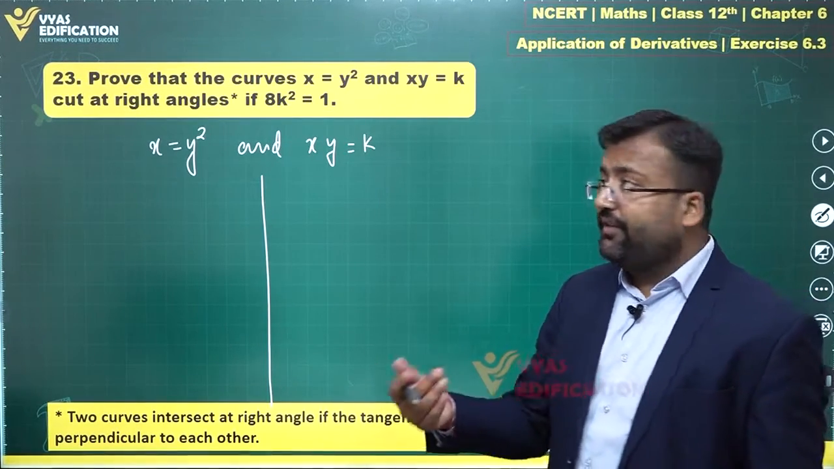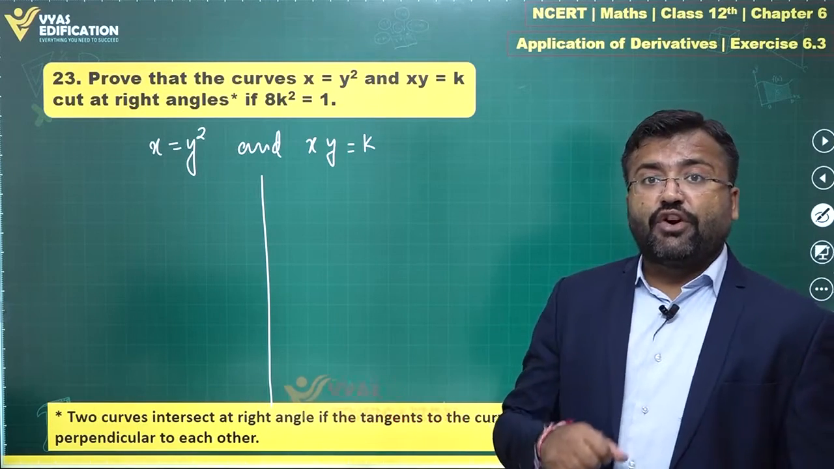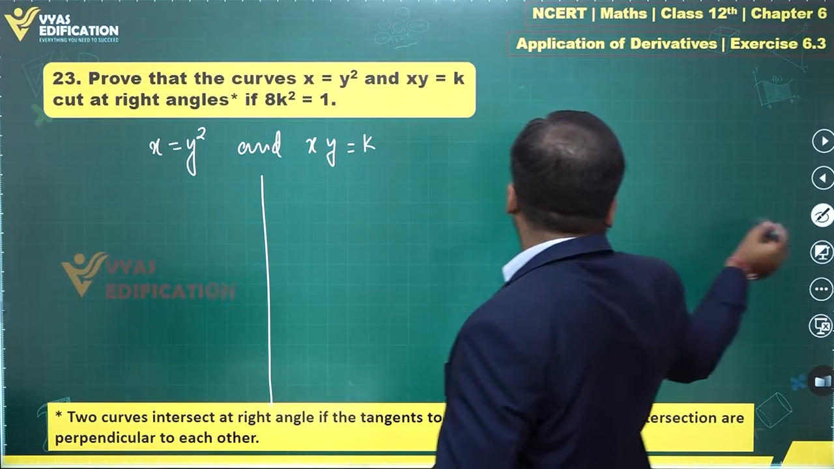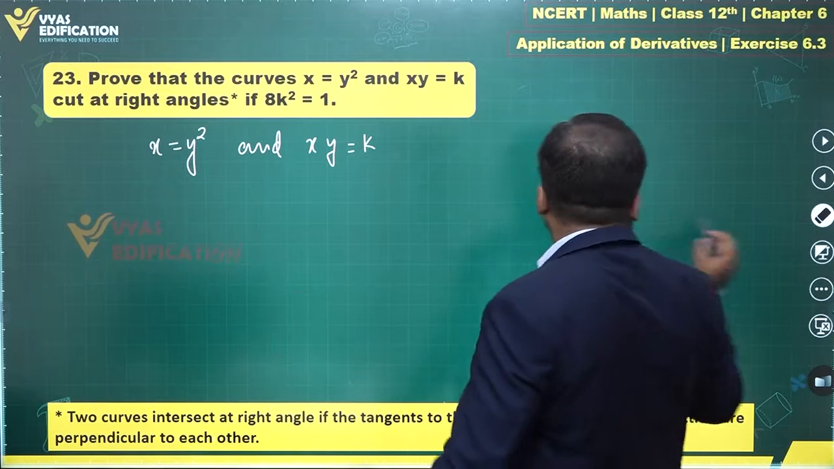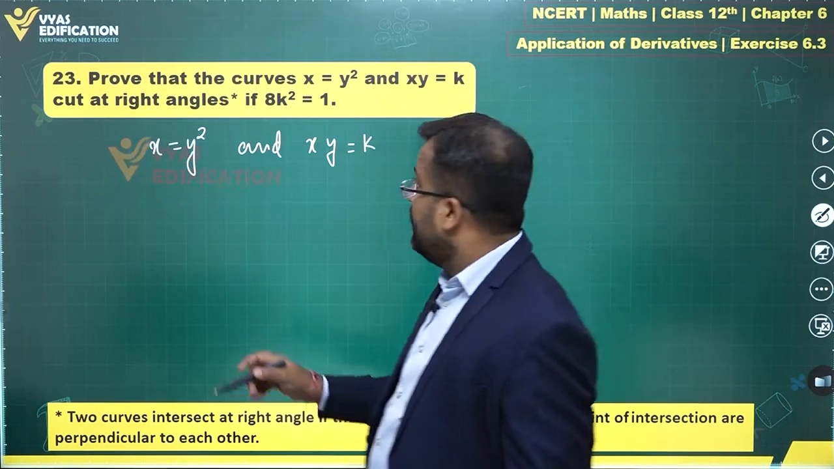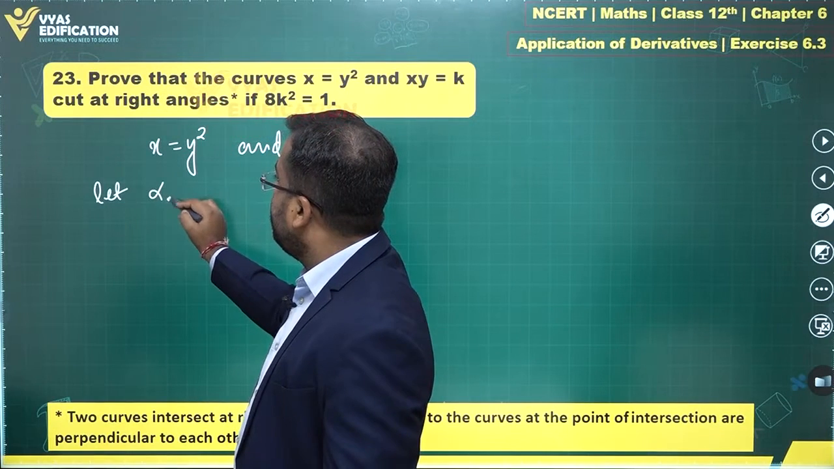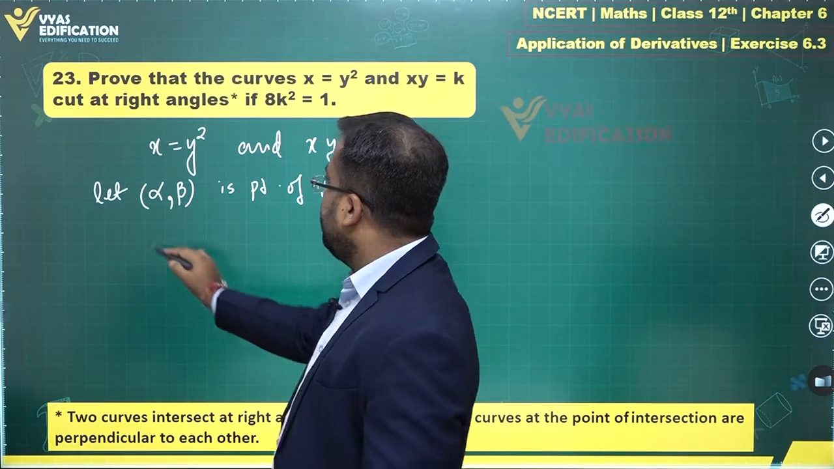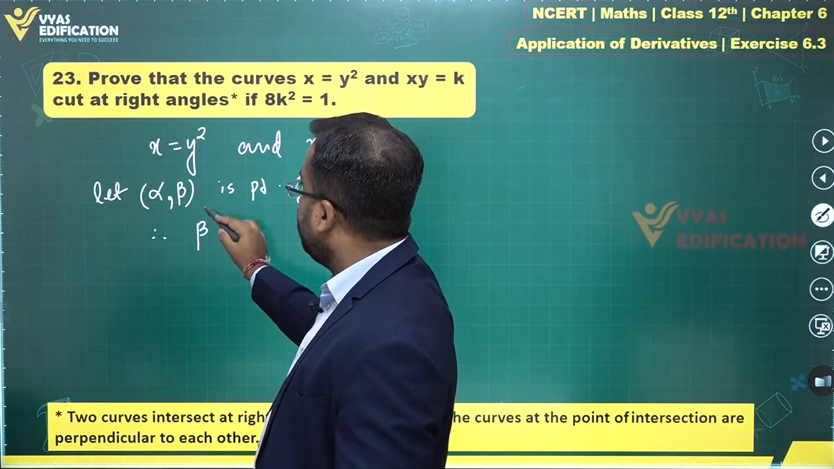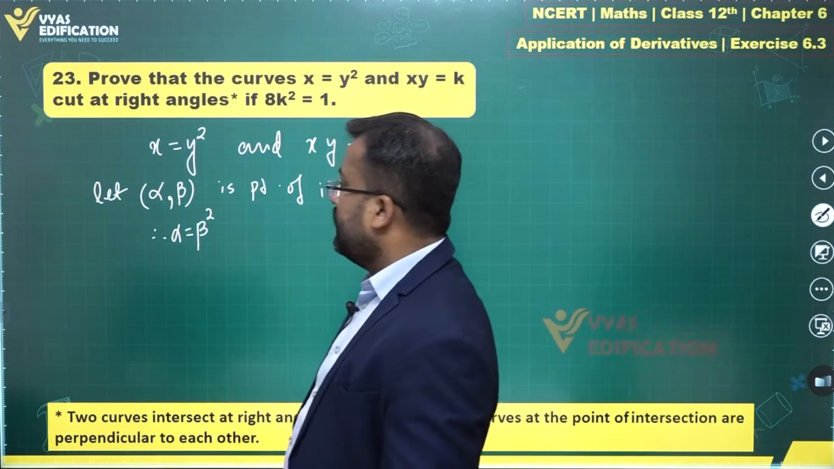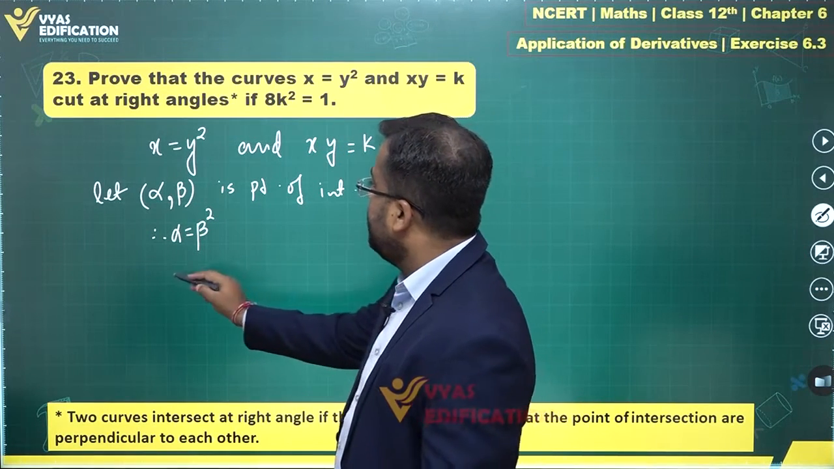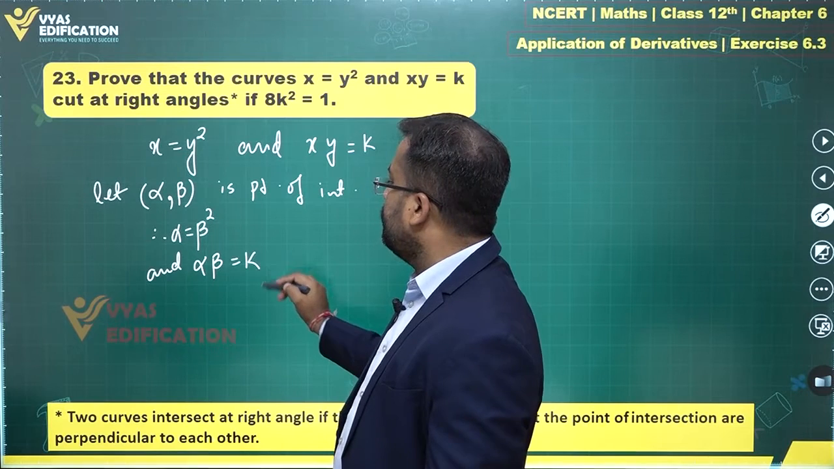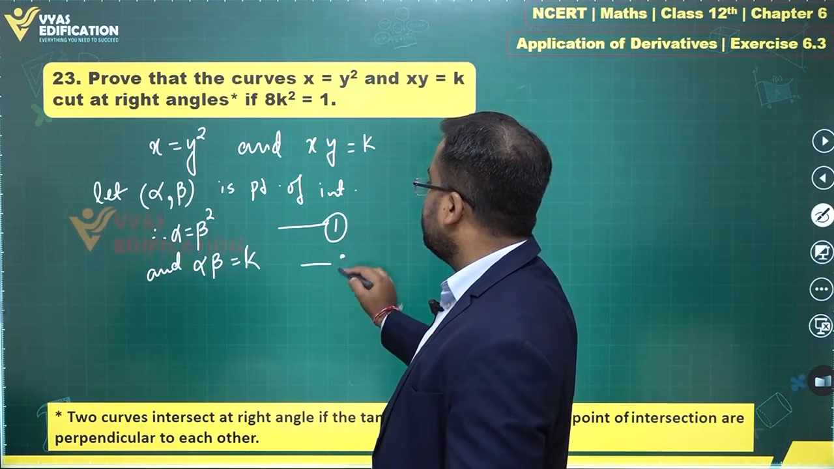Let's pick up some point of intersection. Let's say they intersect at some point (alpha, beta). If these two curves intersect at (alpha, beta), then we can find a relation between alpha and beta easily. First of all, let (alpha, beta) be the point of intersection. Therefore alpha equals beta squared, since x is alpha and y is beta, and the other thing is alpha times beta is equal to k. Those are two things that I know. This is the first equation, this is the second equation.